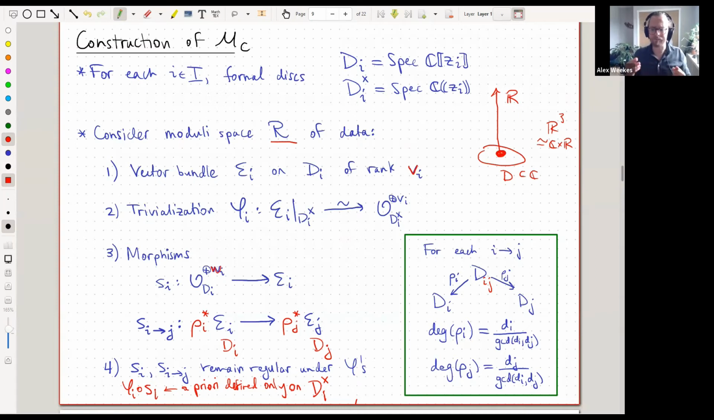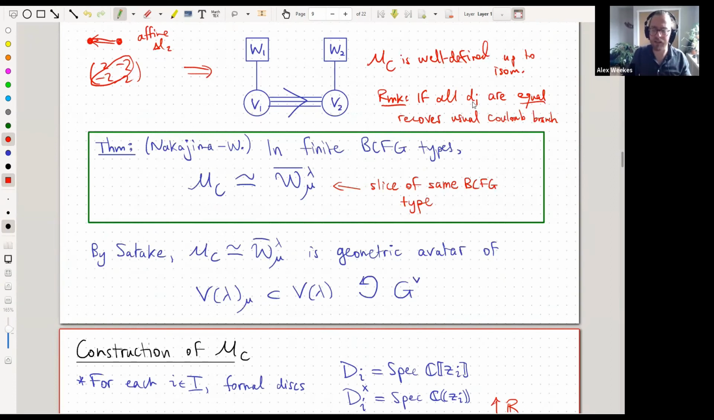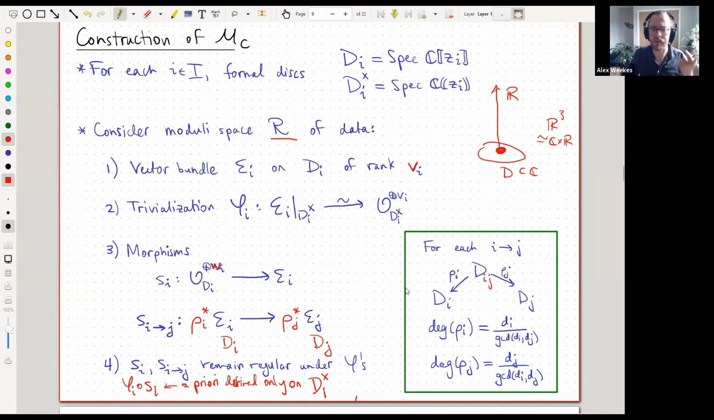OK. And just a comment, I mentioned on the previous slide that if all of these symmetrizers are equal, then you recover the usual Coulomb branch. Here we can see that it's just saying that if all of these degrees are the same, then you can effectively forget about all these different disks because they're all having covering maps of the same degrees. And you can replace them all with the source of that. And then you'll just recover the moduli space R that was discussed in Nakajima's lectures. OK, so it looks a little bit of a mess, perhaps, but this does seem to produce the correct result.